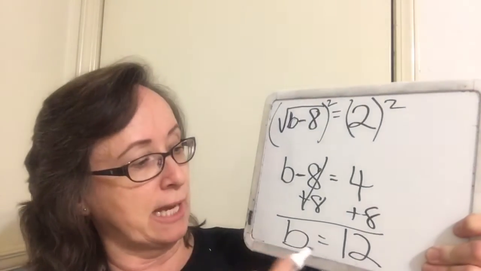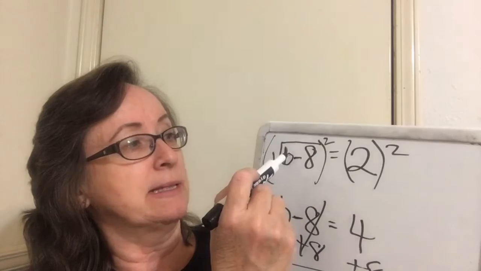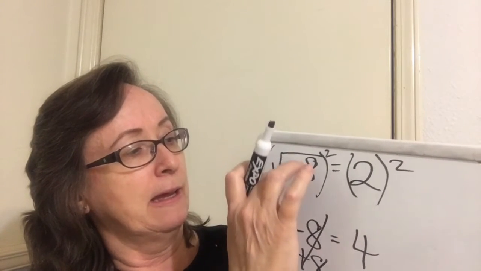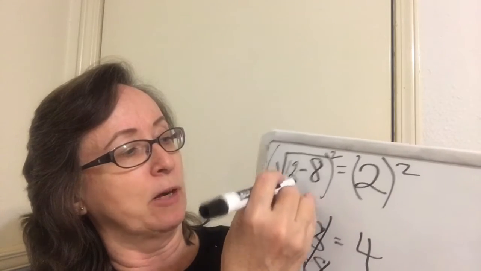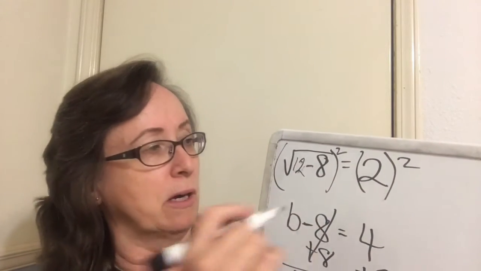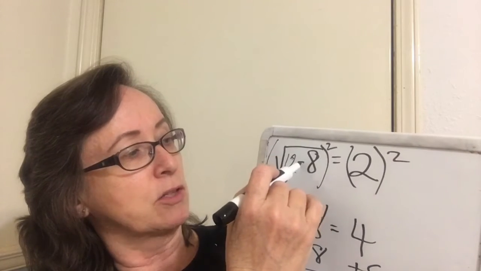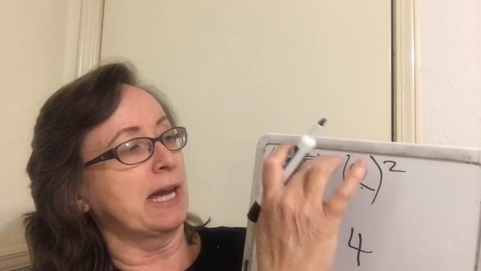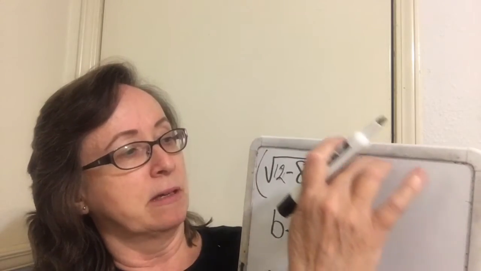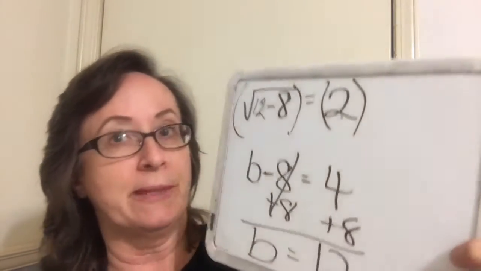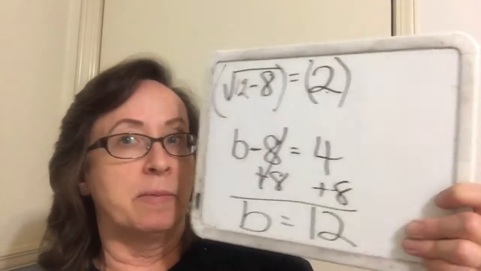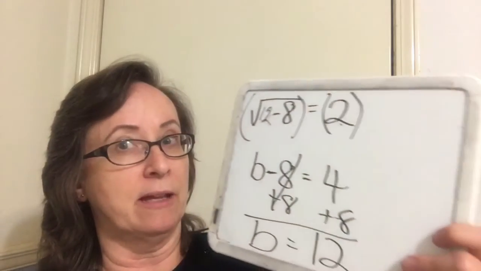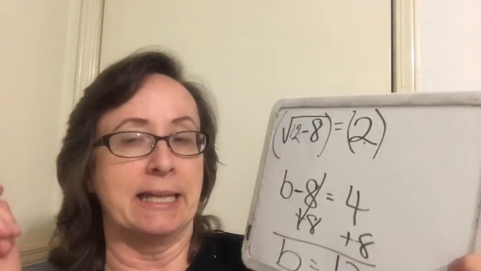Okay, so now to check it, we will plug b is equal to 12 back in here for the b. And if we plug a 12 right there, we get 12 minus 8 is 4. And the square root of 4 is 2. And there was a 2 on the other side. So when we check it, we're doing it back into the original equation. Now, those two worked out just fine. We squared them, we solved them, and then we plugged it back in.